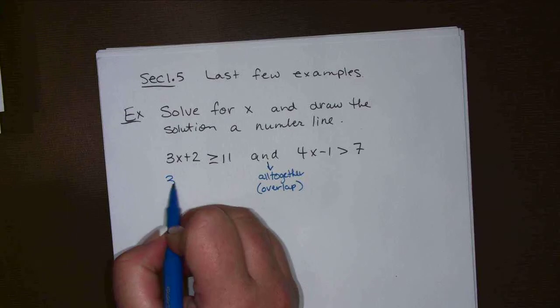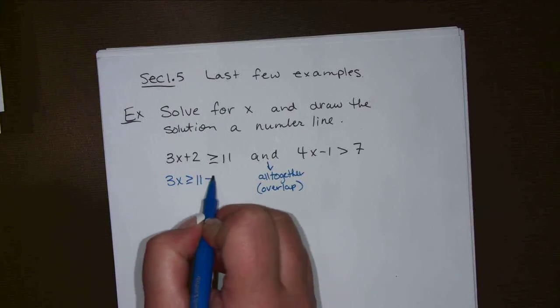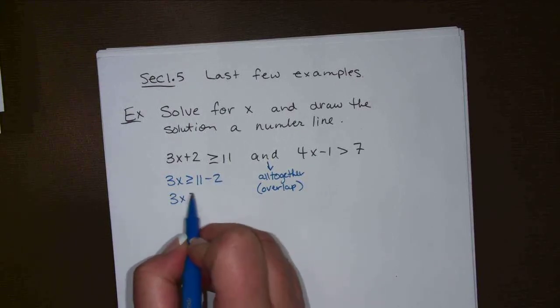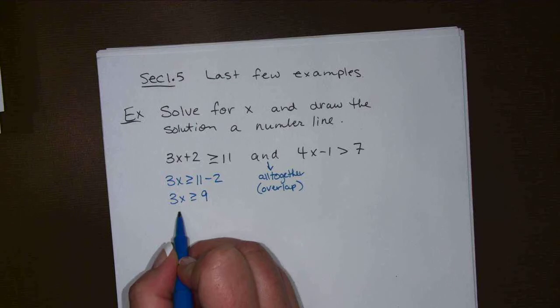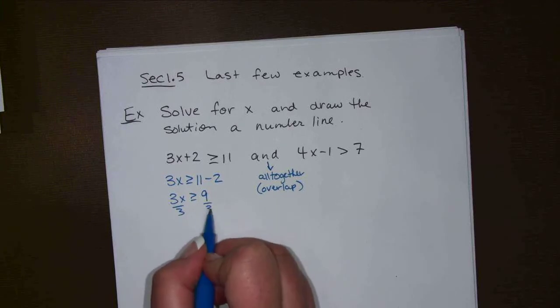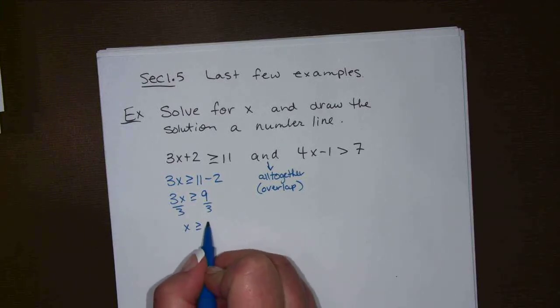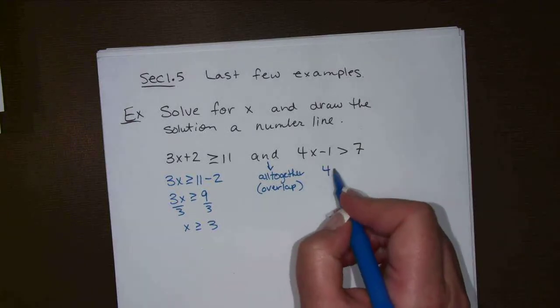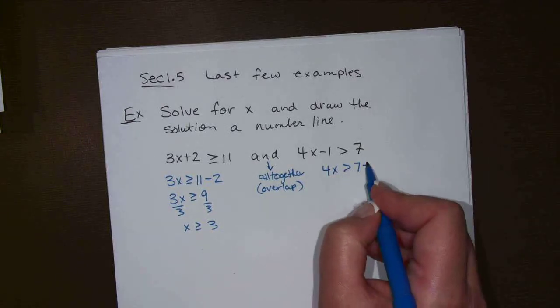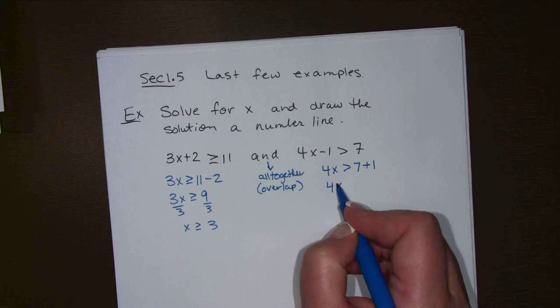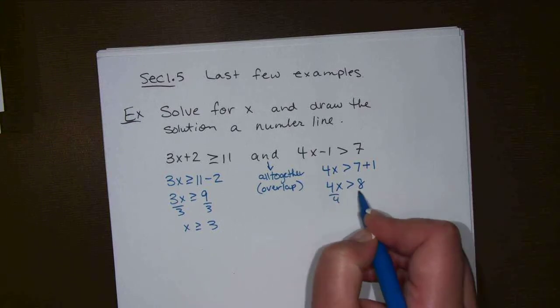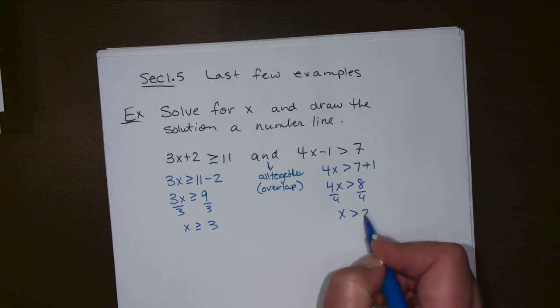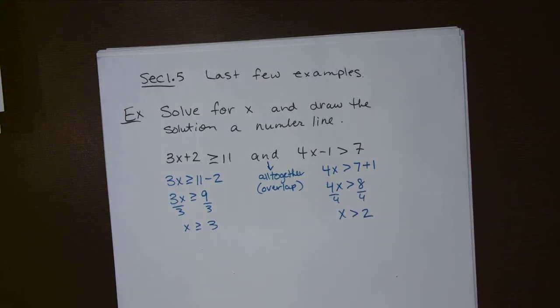So here, 3x greater than or equal to 11 minus 2, just treating the inequality as if it's a normal equal sign. So that's the first side. And then 4x greater than 7 plus 1. Okay, so here's our 2 solutions.